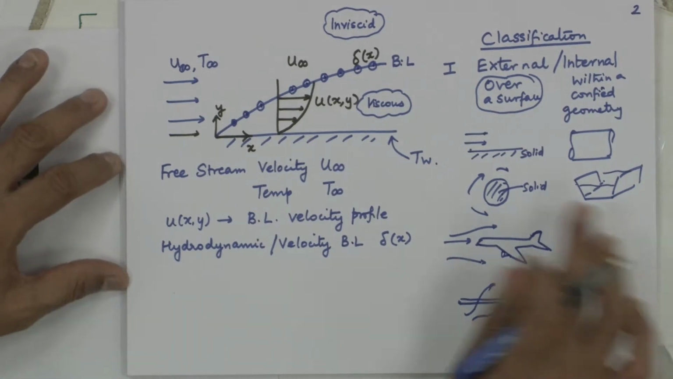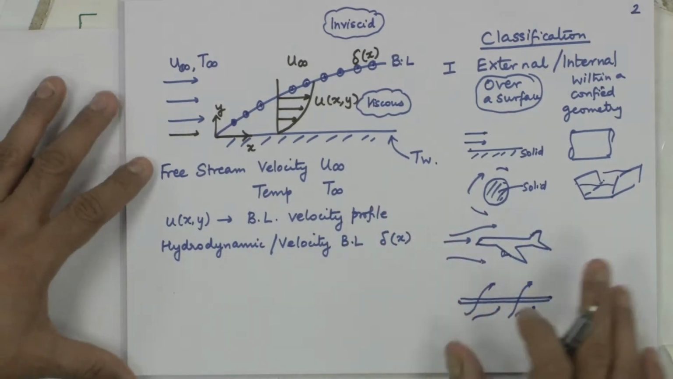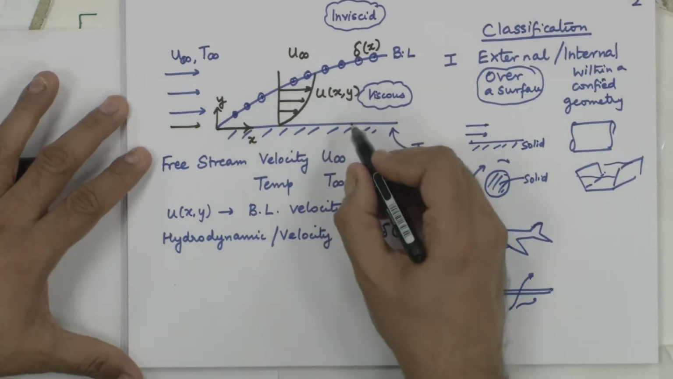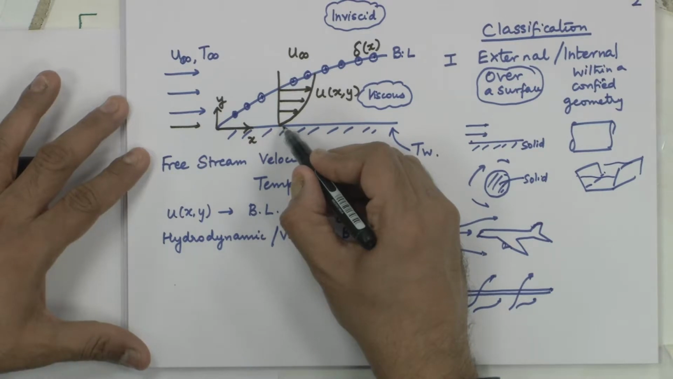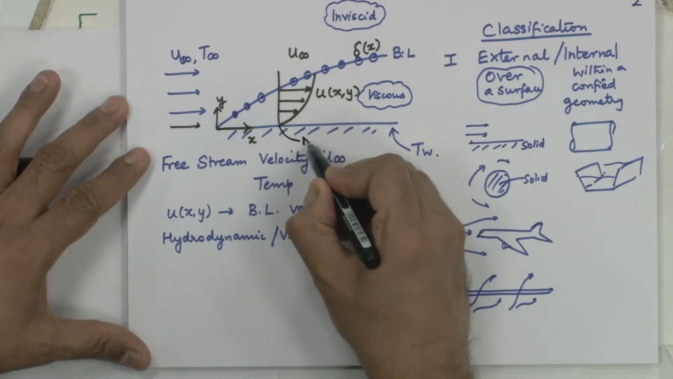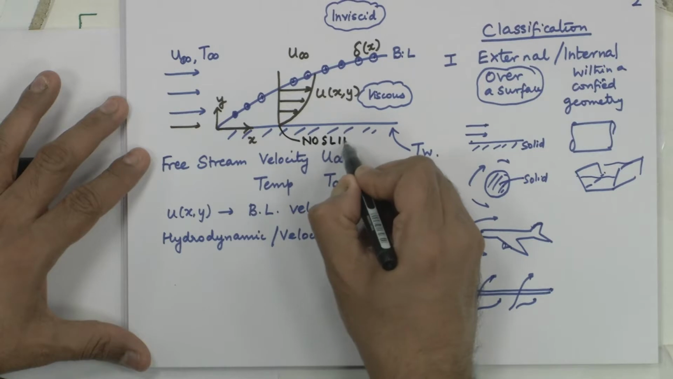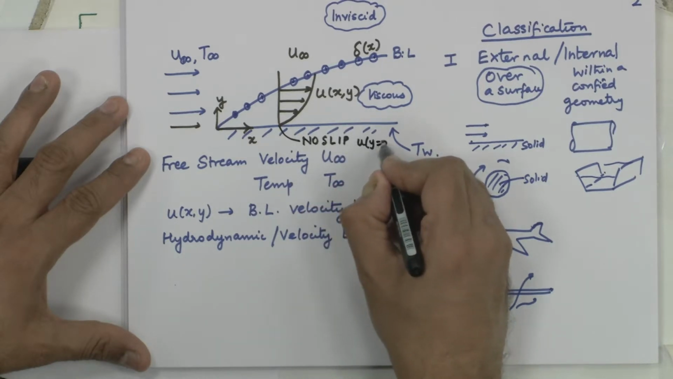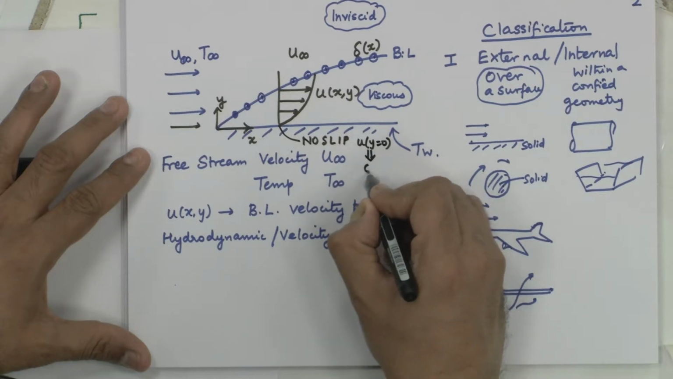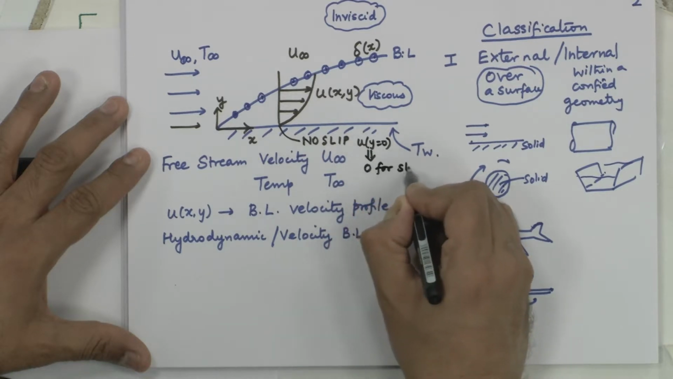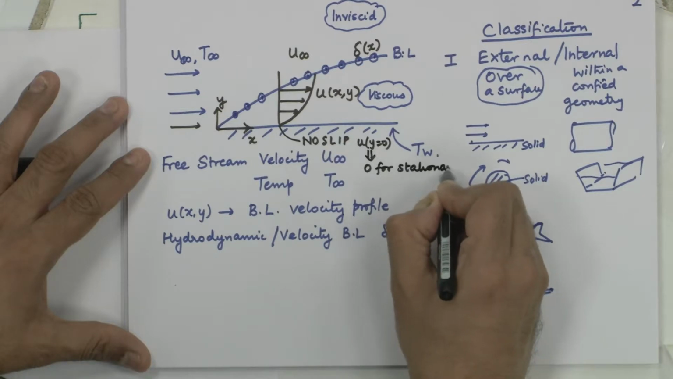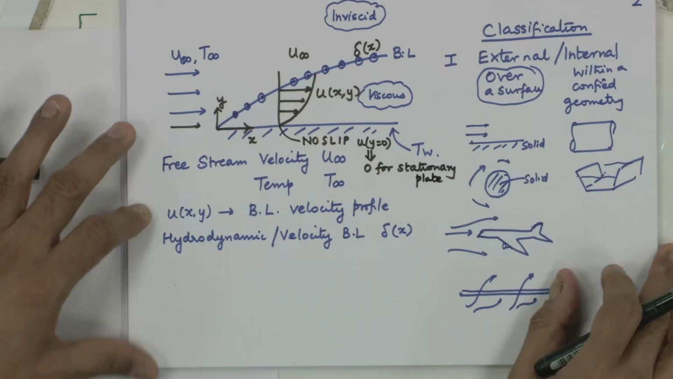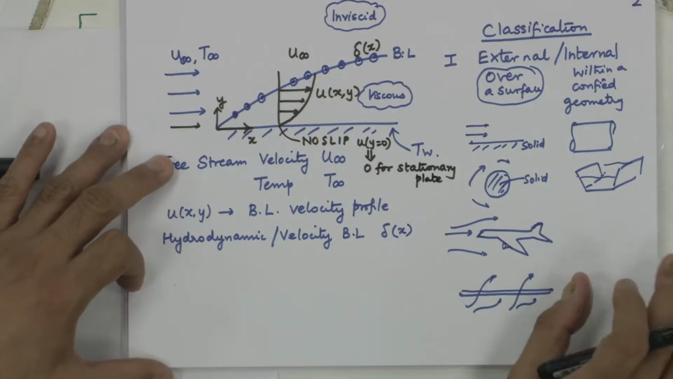So free stream velocity is like this. Just as you had a hydrodynamic boundary layer because of the fact that you had a no slip condition at the wall, this is called the no slip condition at the wall. That means u at the wall at y equal to 0 for a stationary plate. There is no relative velocity between the plate and the first layer of fluid attached, which is in contact with the plate.